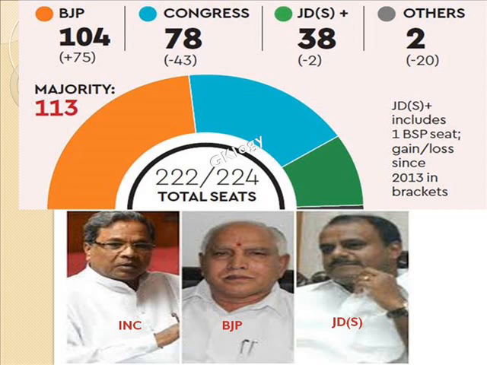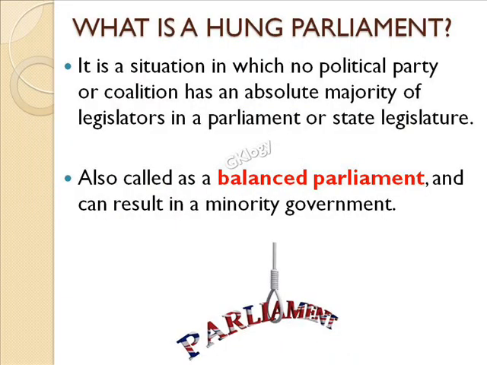When the election results were out on 15th May 2018, BJP scored 104 seats, Congress got 78 seats, and JDS got 37 seats. And there were 3 other independent parties. So as you can see, no political party was able to fulfill the criteria of 50% plus 1 seat of the total strength of the elected members, which was 113. So this resulted in a hung parliament. So again, what is a hung parliament? It is a situation in which no political party or alliance or coalition gets the absolute majority of the legislature in a parliament or state legislature.